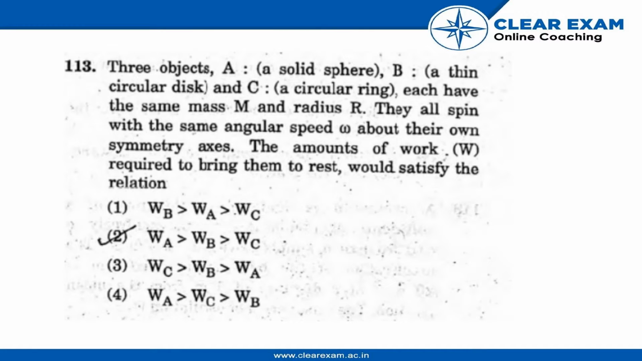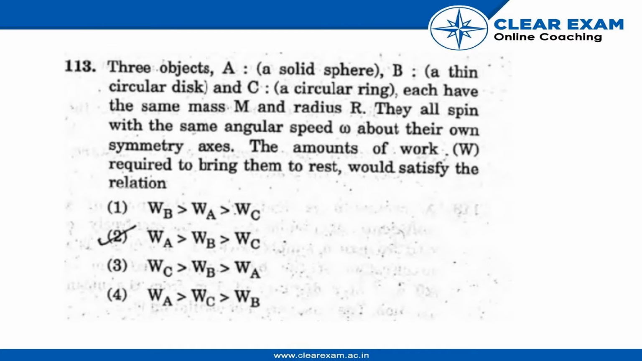So the given question is: three objects, A, a solid sphere, B, a thin circular disc, and C, a circular ring, each have the same mass m and radius r. They all spin with the same angular speed omega about their own symmetry axis. The amount of work required to bring them to rest would satisfy the relation. So we need to find out the amount of work that will allow them to come to rest.